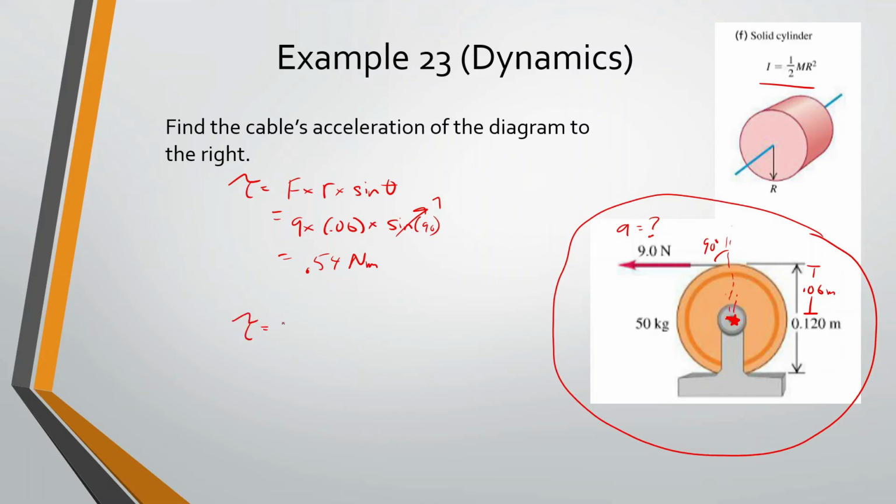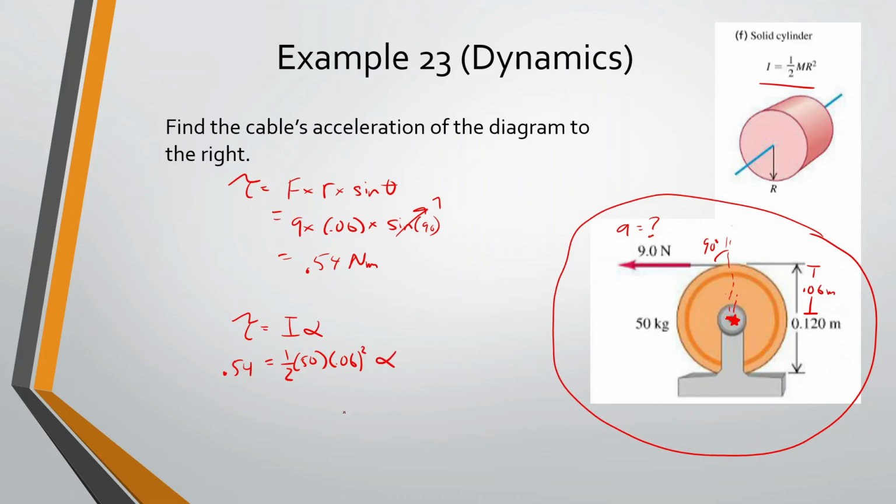Torque is equal to the inertia times alpha. Okay, and maybe this will help us. I think there are other ways of doing this problem as well, but let's just go with this. So we found the torque, 0.54. There's always another way. The inertia is 1/2 m, which is given to us as 50 kilograms, r, which is also given to us as 0.06 squared, and then alpha.